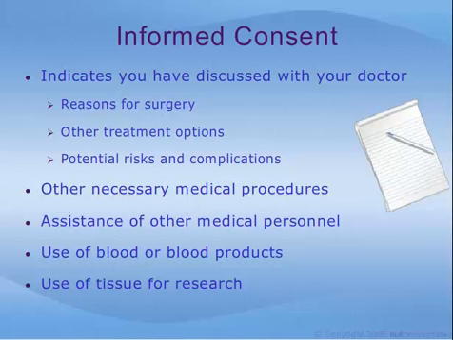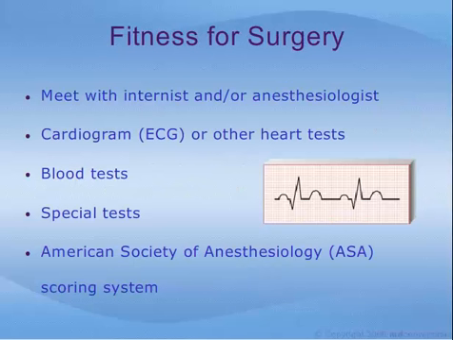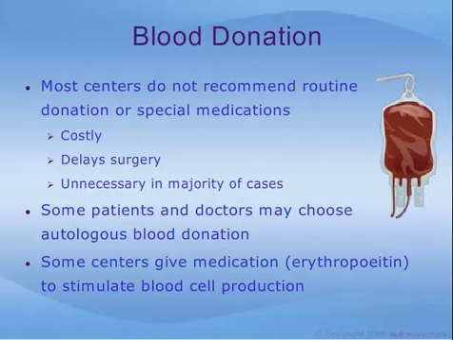for research purposes. Prior to surgery, you will meet with an internist and/or an anesthesiologist to precisely determine your fitness for surgery. Through an interview, examination, blood tests, a cardiogram, and possibly other special tests, these doctors can rate your degree of surgical risk using a variety of scoring systems, such as the American Society of Anesthesiology, or ASA, scoring system. Many patients inquire about donating their own blood prior to surgery, called autologous blood donation.